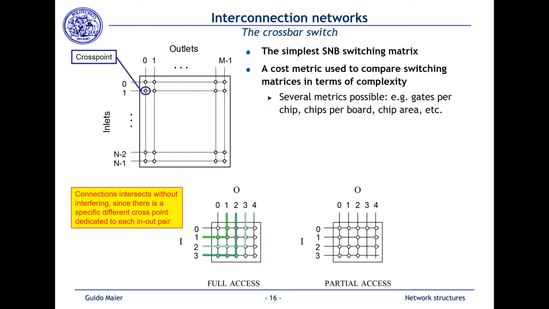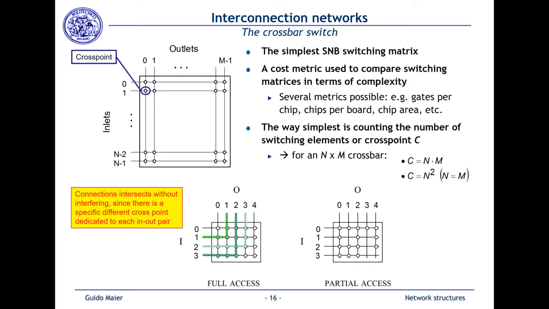And how can we evaluate the complexity of this architecture? This holds in general, not only for the crossbar. In order to compare different implementations, as we did before, we have to find a metric by which we can measure complexity. There are several possible choices, for example, referring to the physical implementation, like gates per chip, chips per board, chip area, and so on. Here we just take the simple way and count the switching elements, or in this case the cross points, since we are talking about these devices that I've shown before.